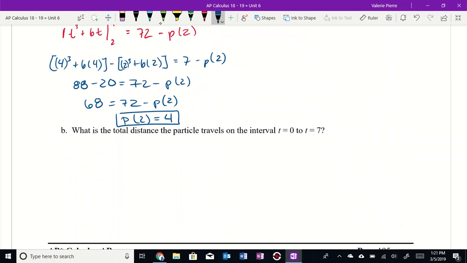So since we're on the interval from 0 to 7, and we know that v of t is 3t squared plus 6, all values between 0 and 7 are going to be positive.